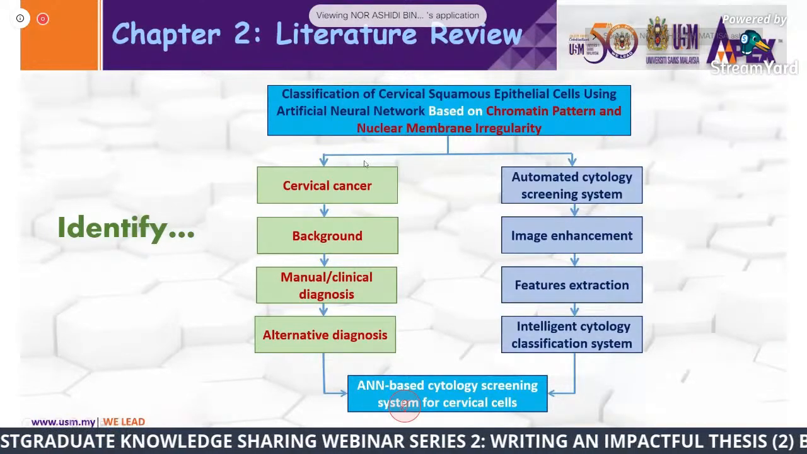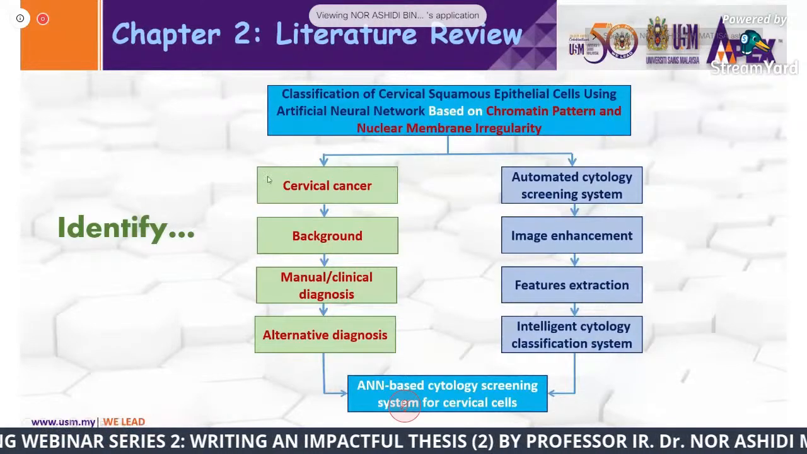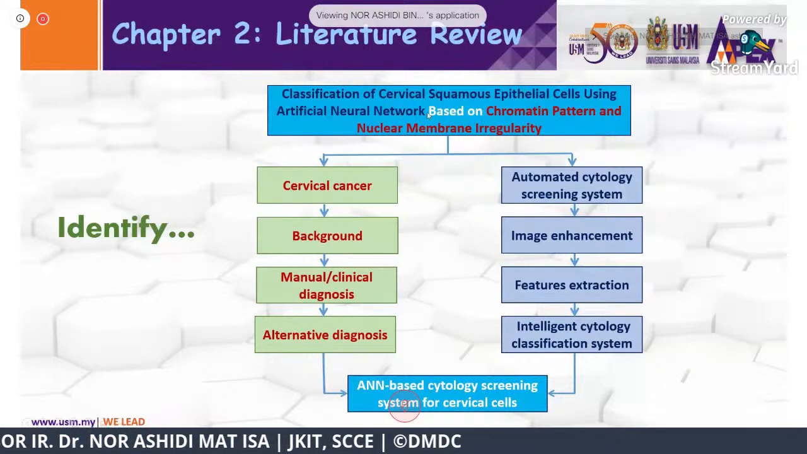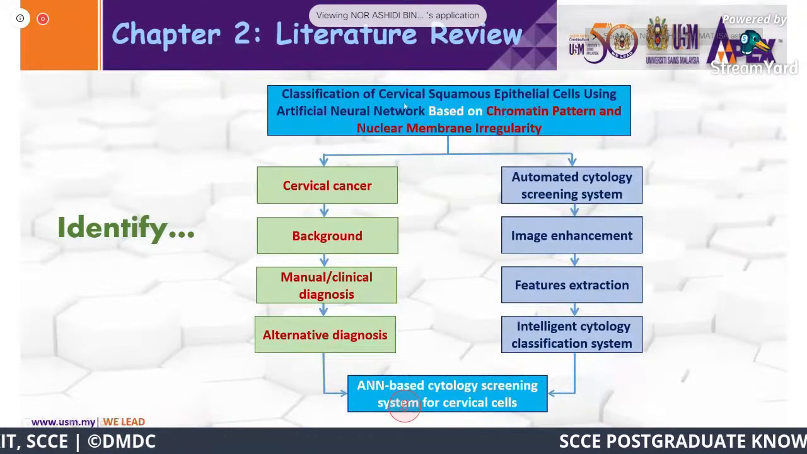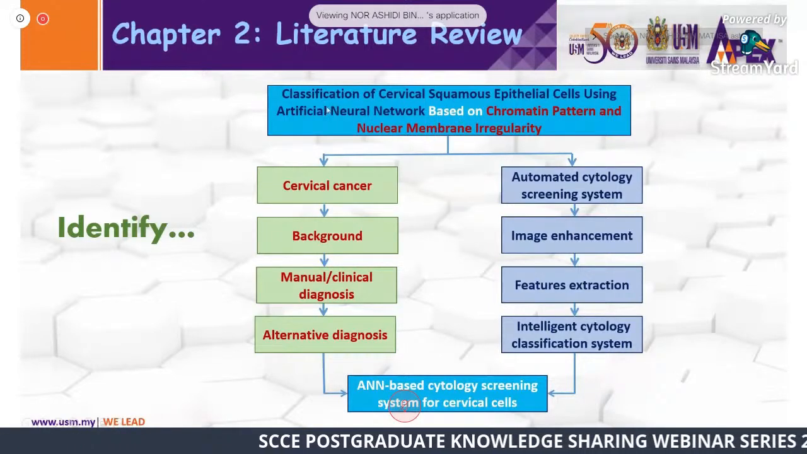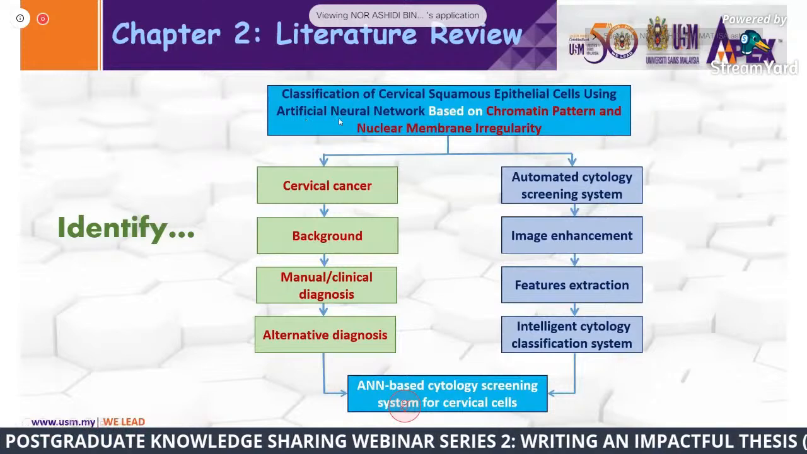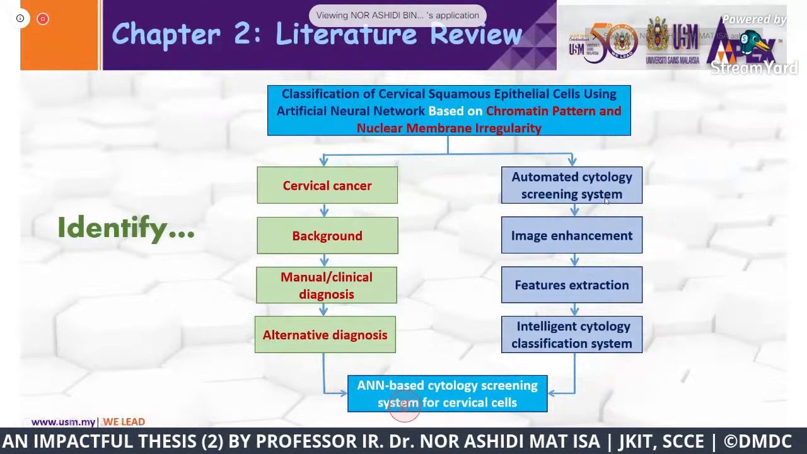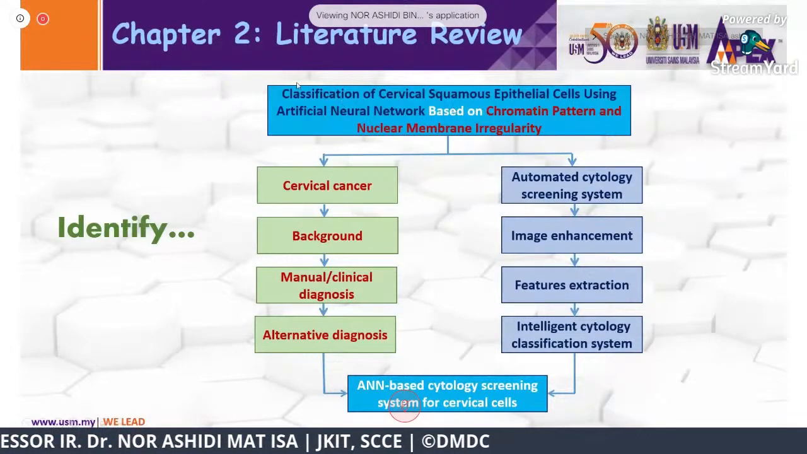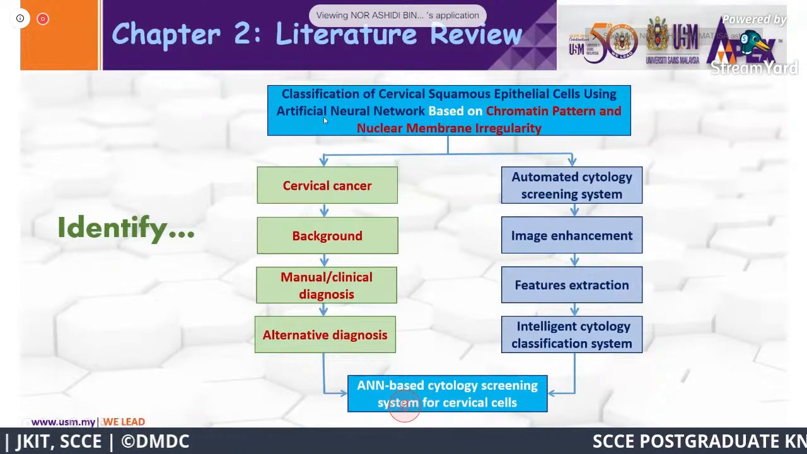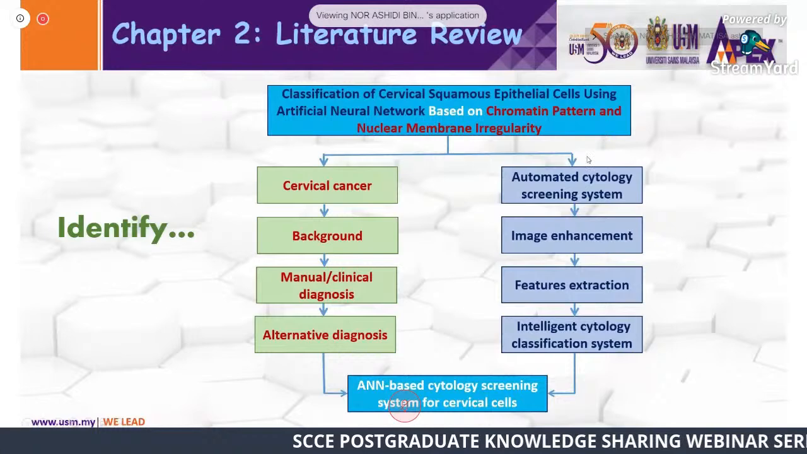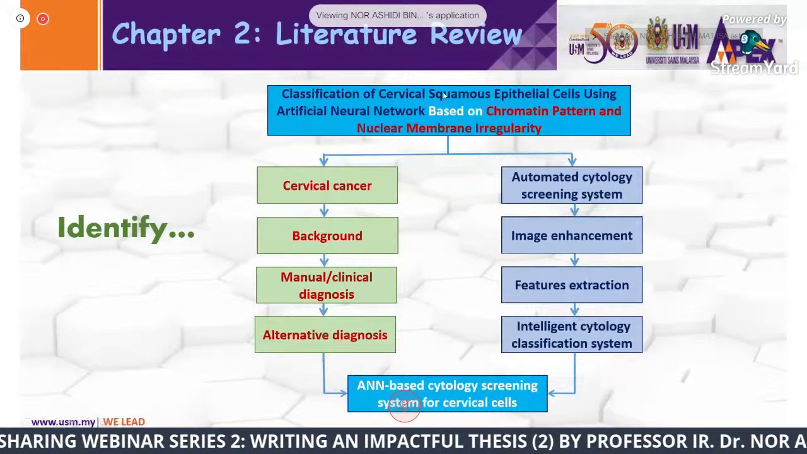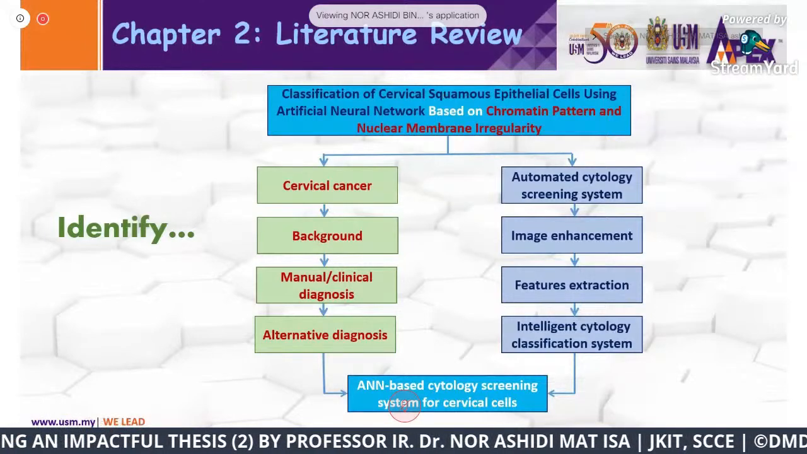So classification of cervical cells means the general topic will be cervical cancer. And the second thing is that I want to have a process to classify the cervical cells by using the ANN. So I need to know about the automated system. Because at the end, I want to have a classification system using ANN. So my 2 areas will be, first, the development of intelligent systems, and the second, the case study to be focused on, which is cervical cancer.